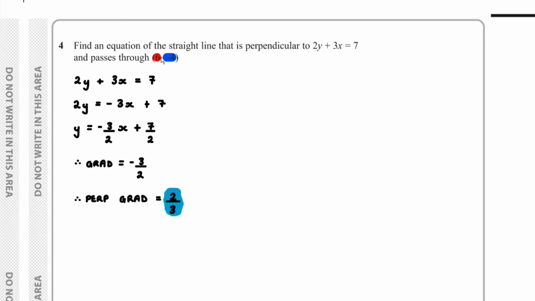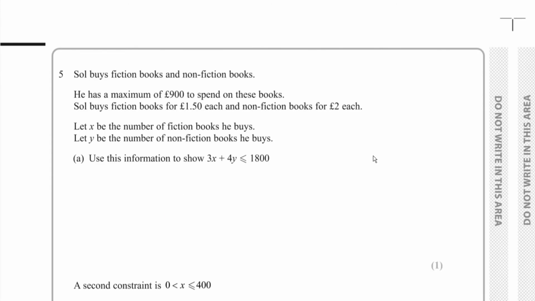And if we use the point (6, negative 4), we have y subtract negative 4 equals 2 over 3 multiplied by (x subtract 6). Therefore, y is equal to 2/3 x subtract 8. y equals 2/3 x subtract 8 is perpendicular to 2y plus 3x equals 7 at the point (6, negative 4).